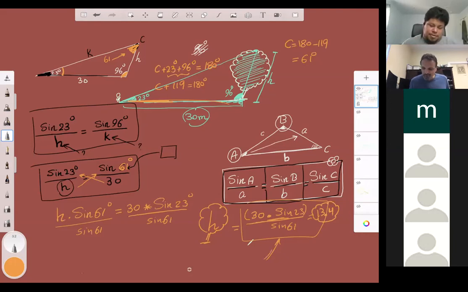For this multiplication, you need to make sure you don't put all of them in one line in the calculator. 30 multiplied by sine of 23. The answer divided by sine of 61.